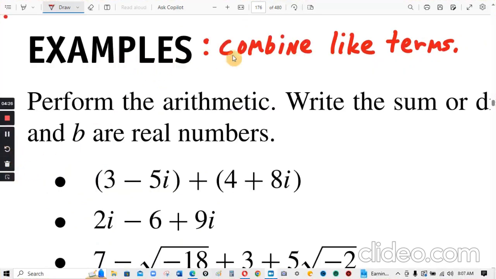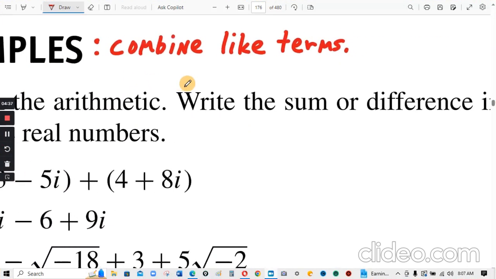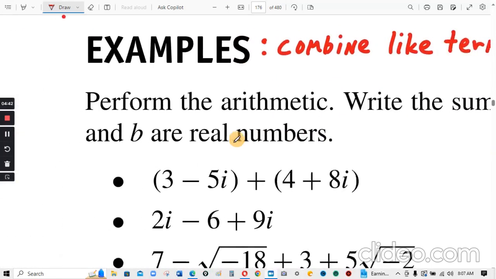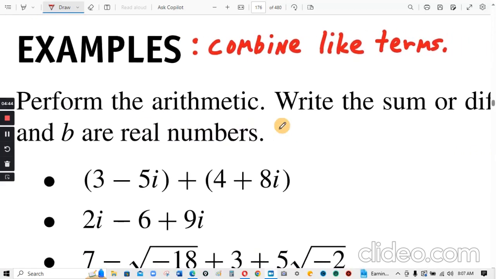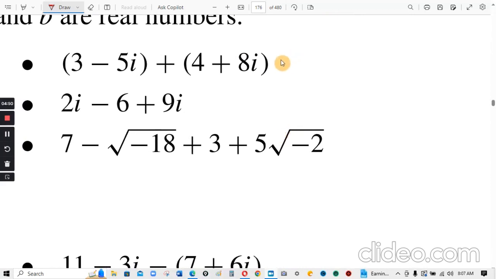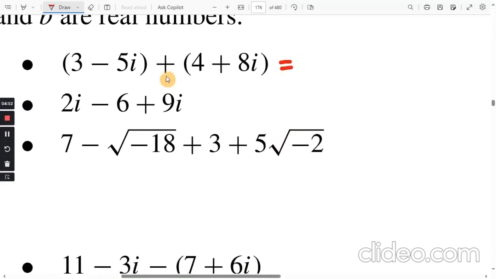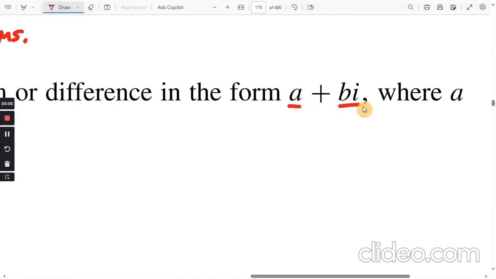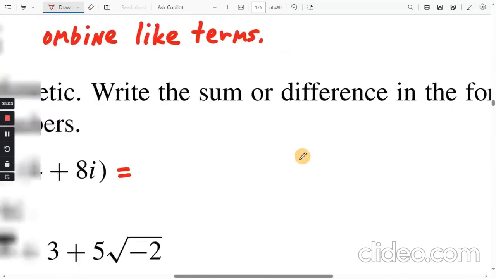All right, in these examples, we're going to combine like terms. It is the same thing with i as it is with a variable x. You can combine like terms. So here they want us to perform the arithmetic and write the sum or difference in the form of a plus bi, where a and b are real numbers. These are pretty easy. We're just combining like terms. These are all added. They wanted the real term first and the imaginary term second, so let's do it in that order.